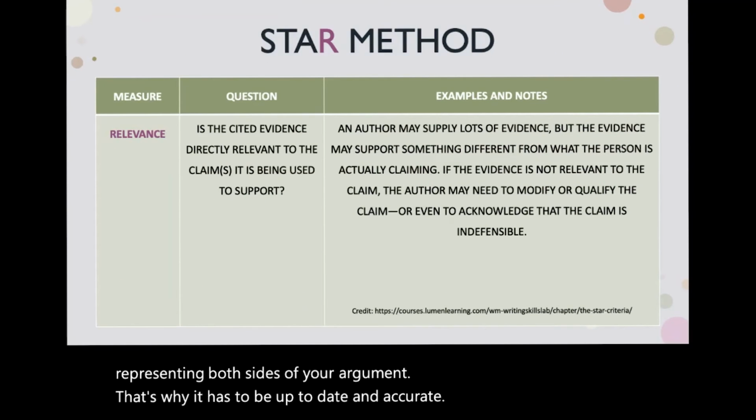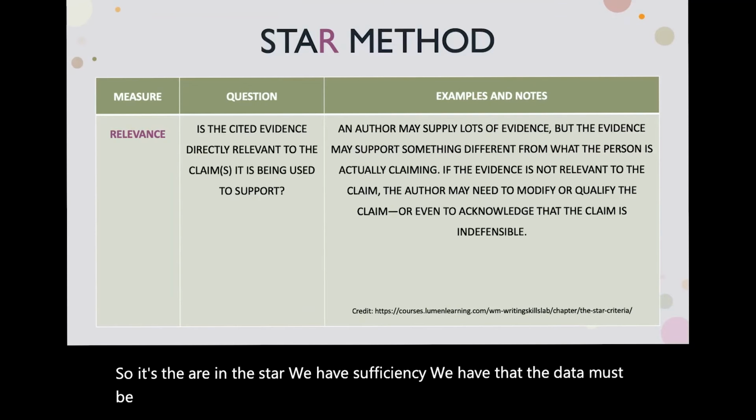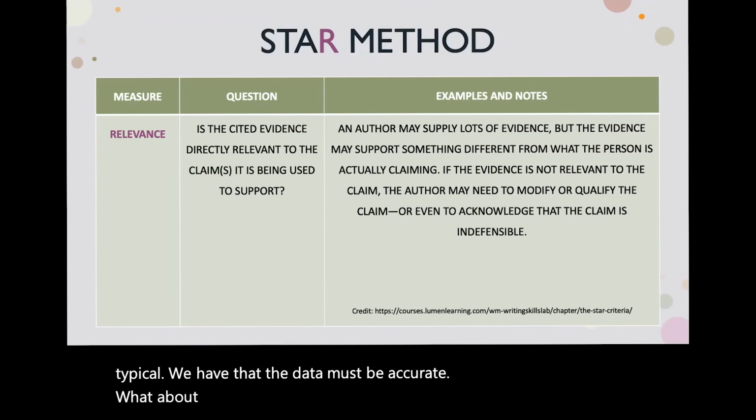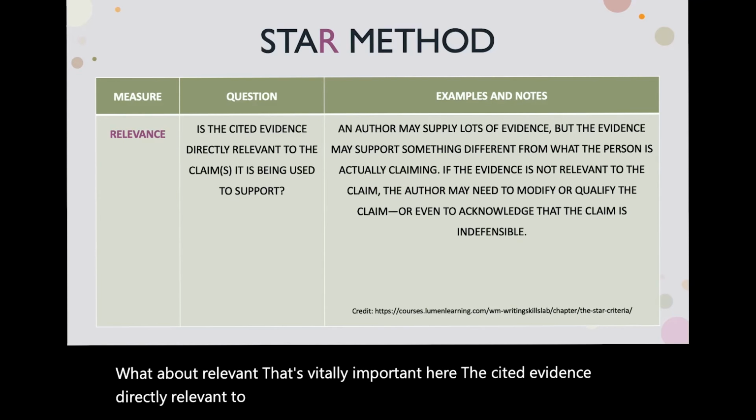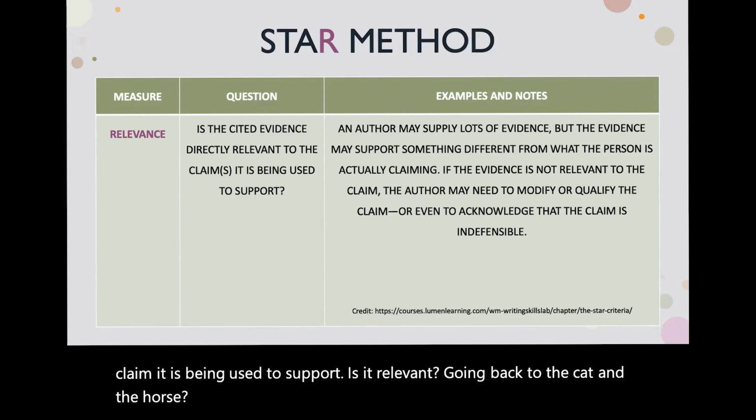So what's the R in the STAR? We have sufficiency. We have that the data must be typical. We have that the data must be accurate. What about relevant? That's vitally important here. Is the cited evidence directly relevant to the claim it is being used to support? Is it relevant? Going back to the cat and the horse, are they related?